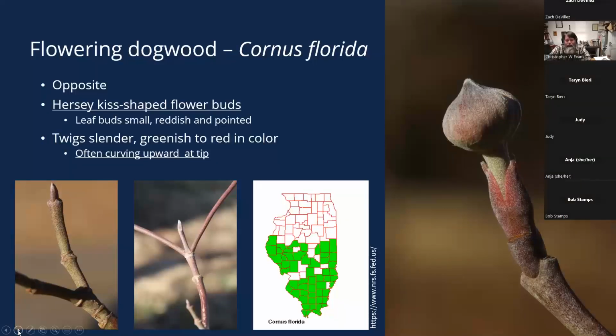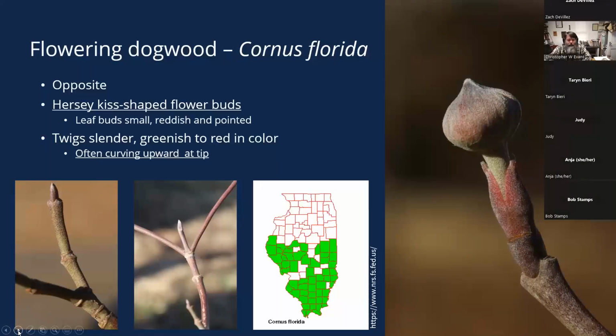And so there are several dogwoods out there. A lot of them are classified as shrubs. This is the one native that we primarily consider tree size, and that's flowering dogwood. Flowering dogwood is used as an ornamental throughout all of the state, though naturally occurring, it's in the southern two-thirds of the state.